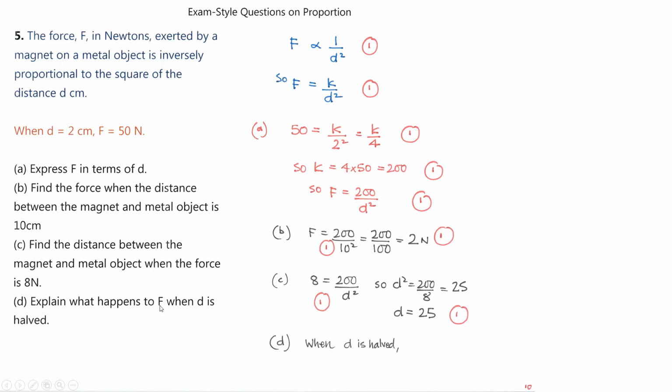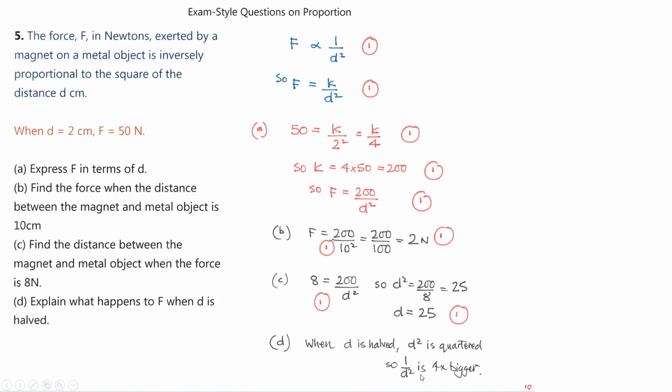Now, then it says, explain what happens to F when d is halved. Well, you could do it a couple of ways. One way is just to reason it out. If d is halved, that means you divide it by 2. Then when you square it, it will be quartered. If you divide it by 2 here, when you square it, you'll divide it by 4, because a half squared is a quarter. And then if d squared is divided by 4, then 1 over d squared will be 4 times bigger. If you make this 4 times smaller, then 1 divided by d squared will be 4 times bigger, because that's the way an inverse relationship works.